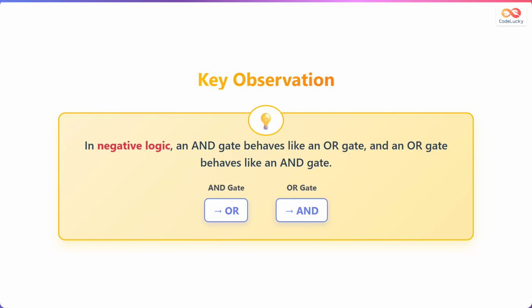Here's a key observation. In negative logic, an AND gate effectively behaves like an OR gate, and conversely, an OR gate behaves like an AND gate. This is because the roles of 0 and 1 are reversed. This duality can be useful in simplifying circuit designs in certain situations.